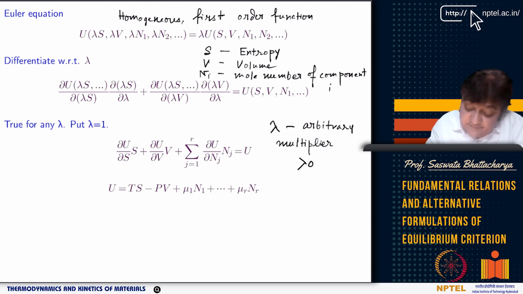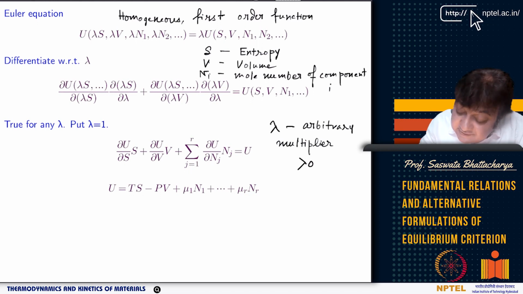So if you look at the right hand side, and on the left hand side, we are differentiating with respect to lambda, and we are using the chain rule, right? So del U by del lambda S, del lambda S by del lambda, del U by del lambda V, del lambda V by del lambda, del U by del lambda N1, del lambda N1 by del lambda, and so on and so forth. That is what we are doing.